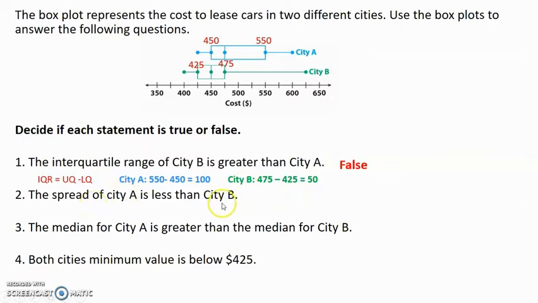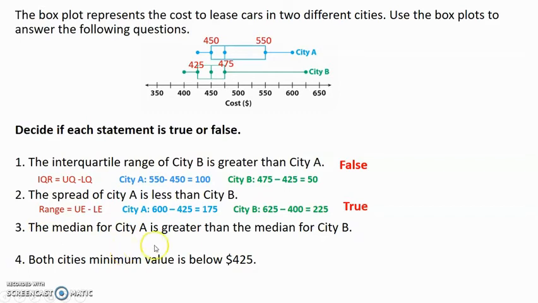Question 2. The spread of city A is less than city B. Spread means range. So we're going to find the upper extreme minus the lower extreme, or we can say the maximum value minus the minimum value. For city A, our maximum value is 600, and our minimum value is 425. When I subtract those, that's 175. For city B, the maximum value is 625, and the minimum value is 400. When I subtract those, that's 225. Now let's compare. City A is less than city B. That means smaller. So is city A smaller than city B? Yes, that's true.